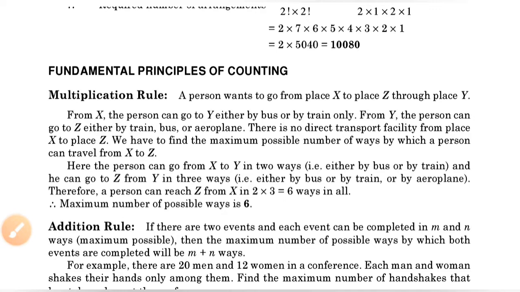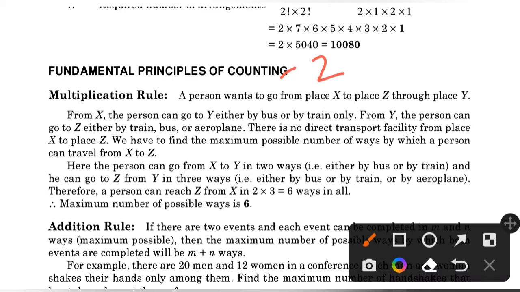From X the person can go to Y either by bus or by train only. So there are two choices for the person to go from point X to point Y. And from Y the person can go to Z either by train, bus or aeroplane. So there are 3 different ways to reach from point Y to point Z. So the total number of ways to reach from point X to point Y to point Z is 6. So this is known as the principle of multiplication or multiplication rule.